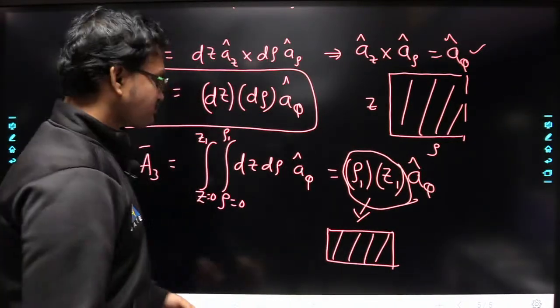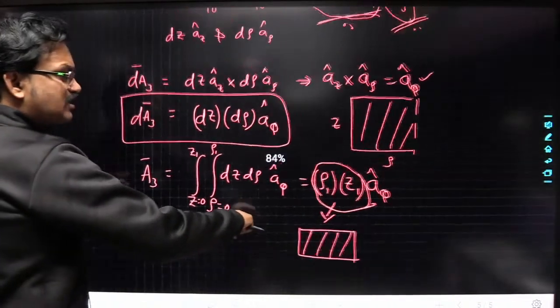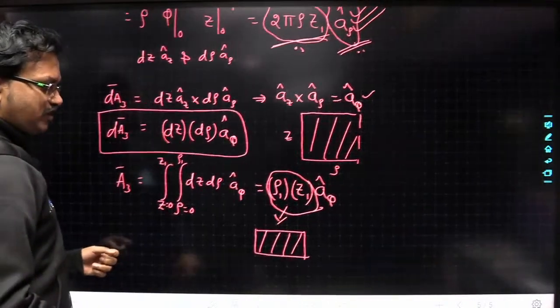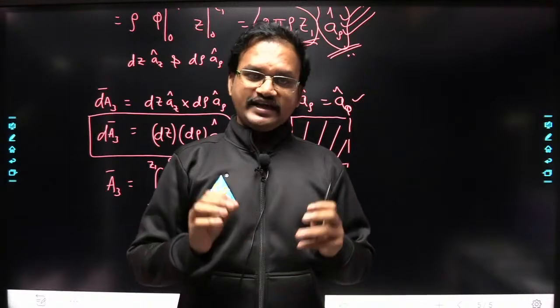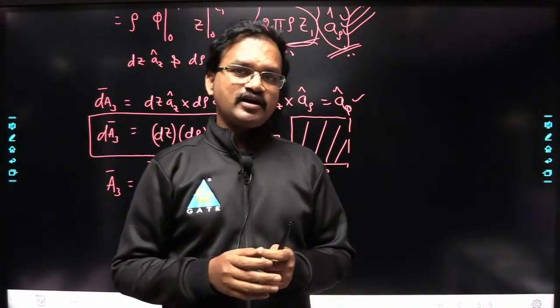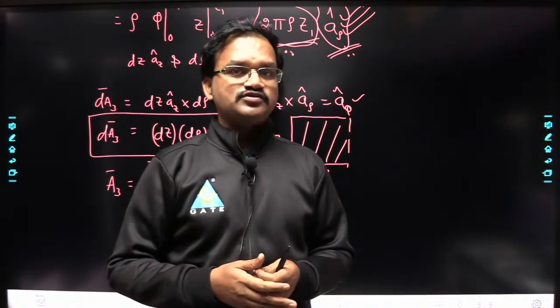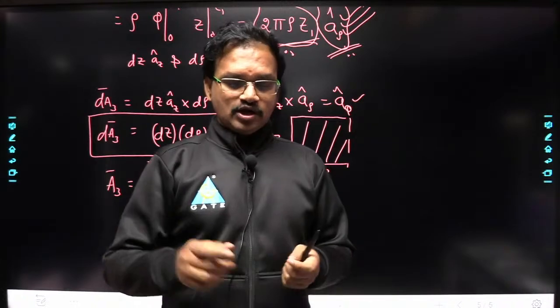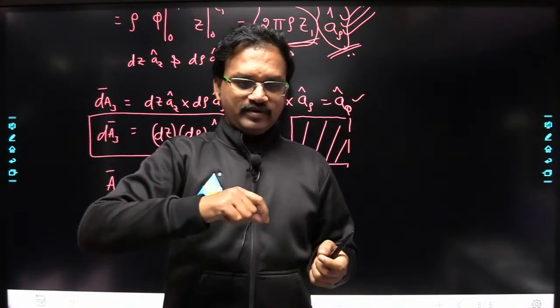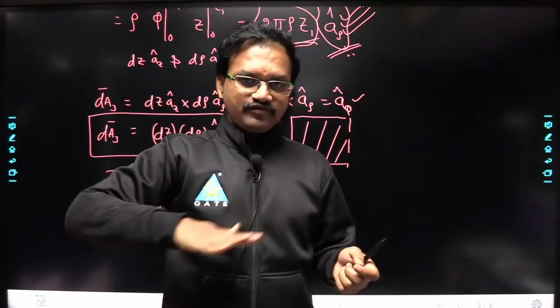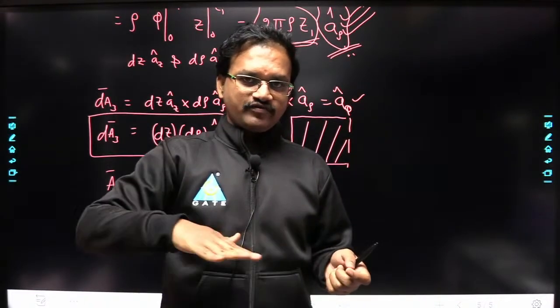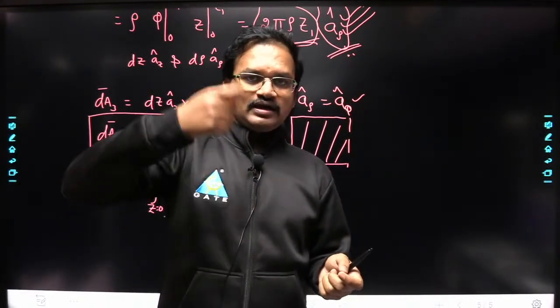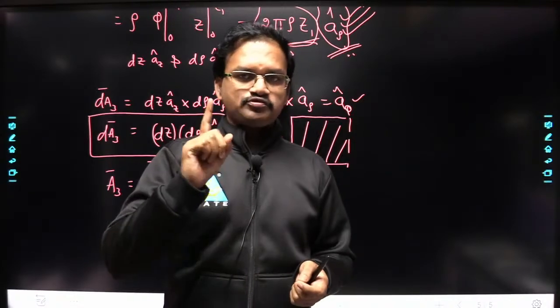Understood? Okay. So what are the surfaces we got here in cylindrical coordinate system? By varying rho and phi, we got the surface of a circle. And if you draw the normal to the surface of a circle, it is going to point along the az cap direction. So this is one surface.